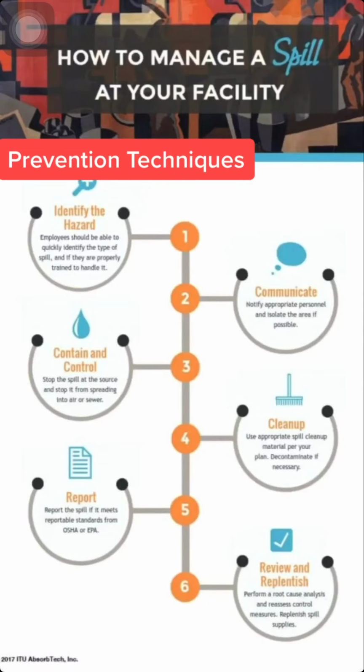Another prevention plan is the FRP, or the Facility Response Plan, which requires certain facilities that store and use oil to prepare and submit an FRP. And what an FRP does is that it demonstrates a facility's preparedness to respond to a worst-case oil spill.